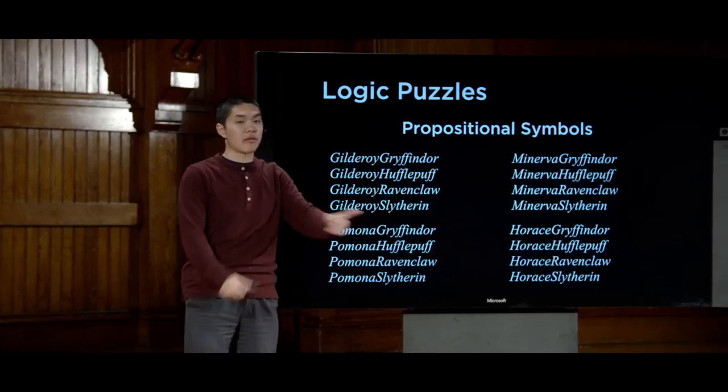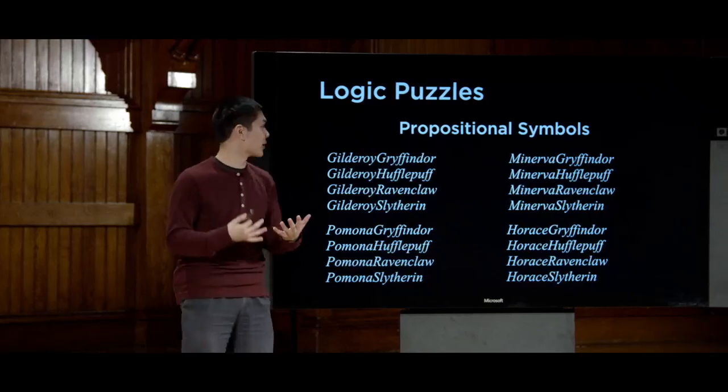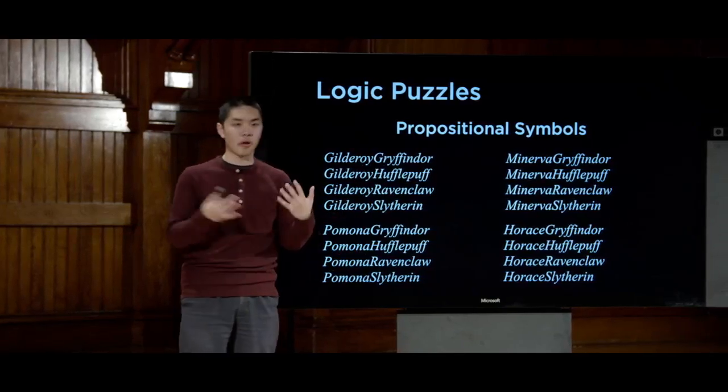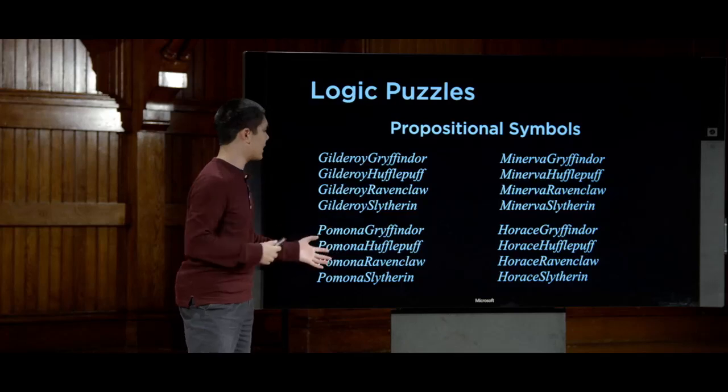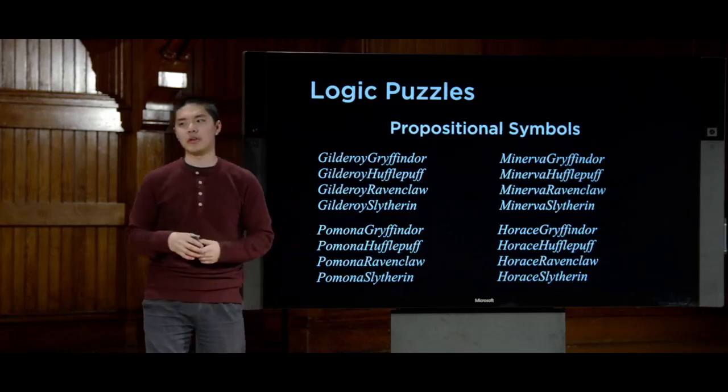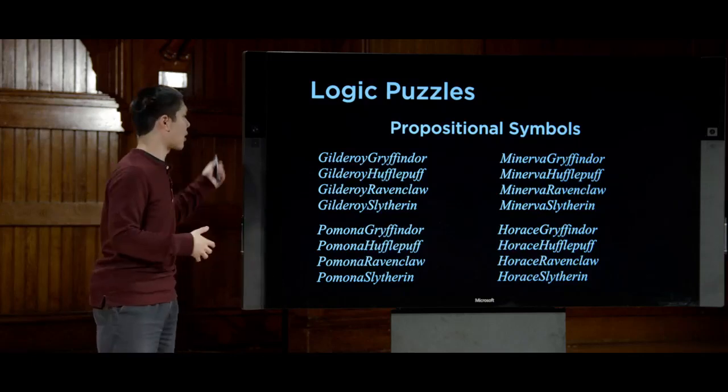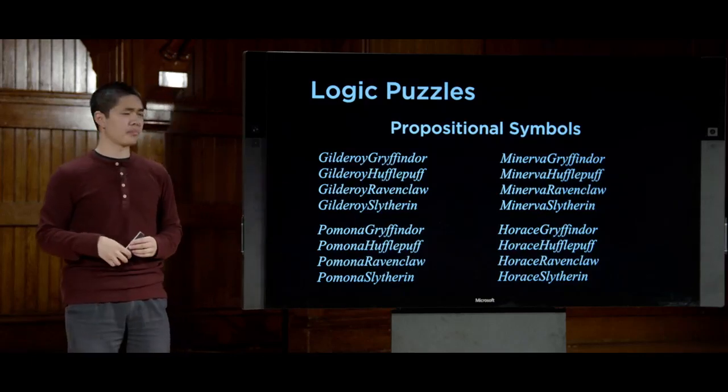Gilderoy Gryffindor is either true or false. Either he's in Gryffindor or he is not. Likewise, Gilderoy Hufflepuff, also true or false. Either it is true or it's false. And that's true for every combination of person and house that we could come up with. We have some sort of propositional symbol for each one of those.